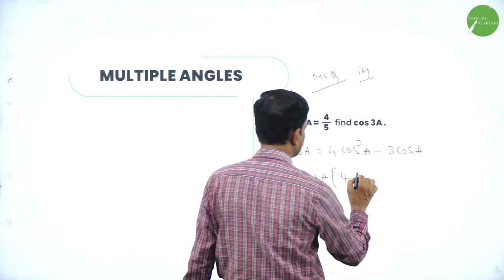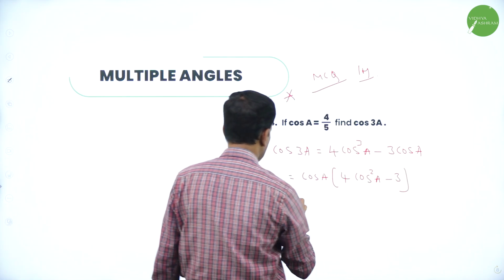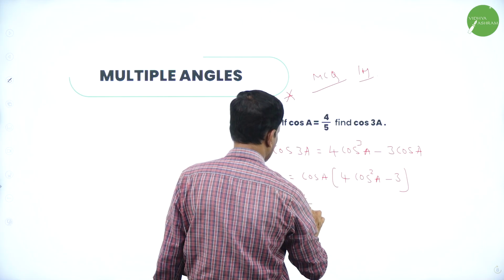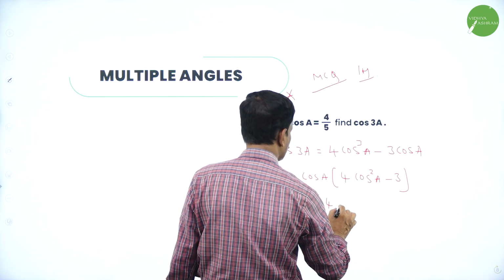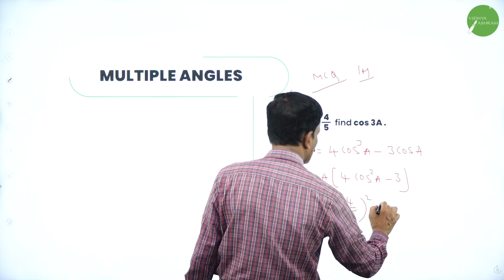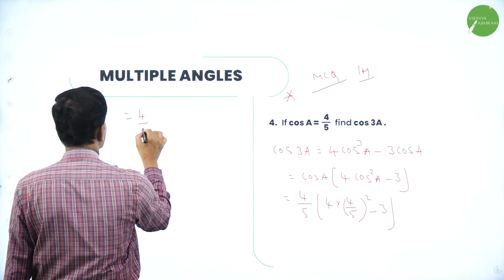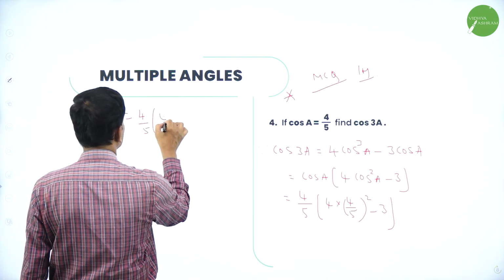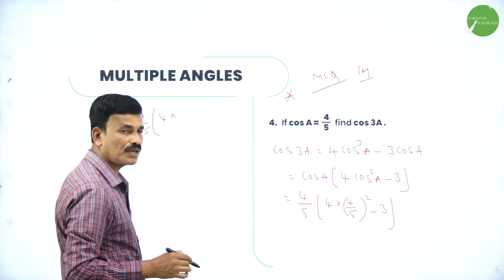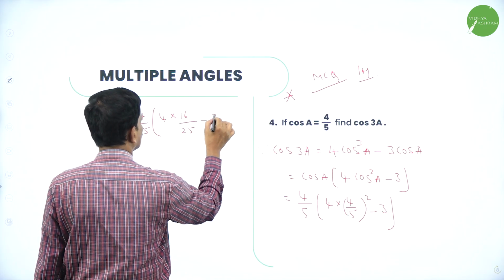4 into cos square a minus 3. Now put cos a is equal to 4 by 5. This is 4 by 5 into 4 into 4 by 5 whole square minus 3. So this can be written as 4 by 5 into 4 into 4 by 5 whole square means 4 4s are 16 divided by 25 minus 3.